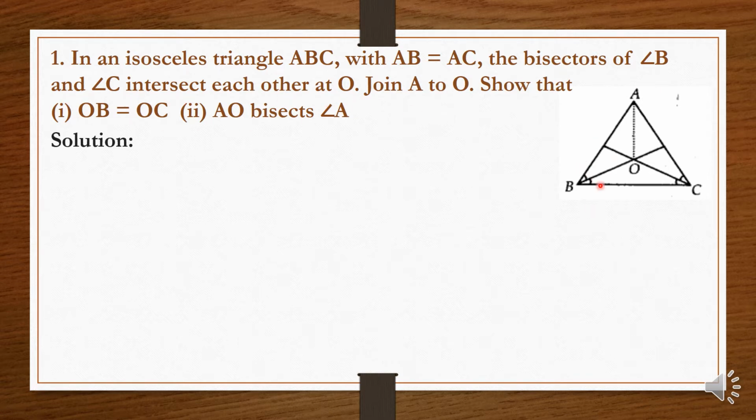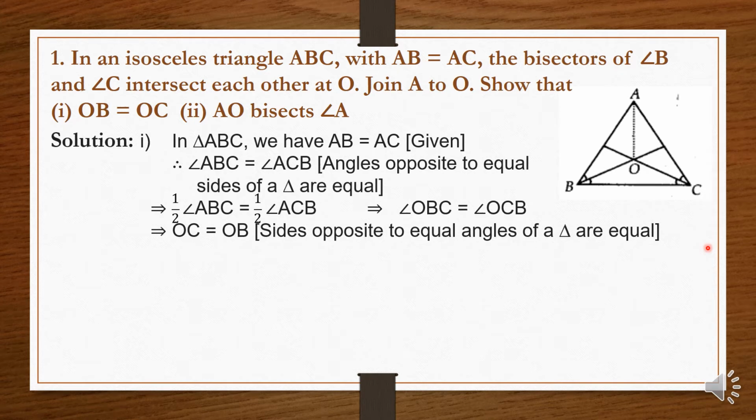So if we take the bisector of angle B, BO is the bisector of angle B and CO is the bisector of angle C. Now, when they are extended, they meet at point O. Let us join A to O. So if we join point A with O, we will get this structure. We have to show that OB is equal to OC. So we have to prove that OB is equal to OC.